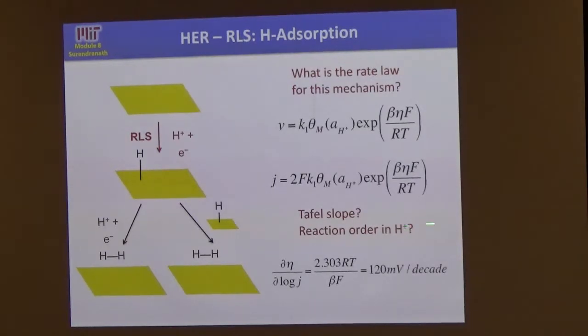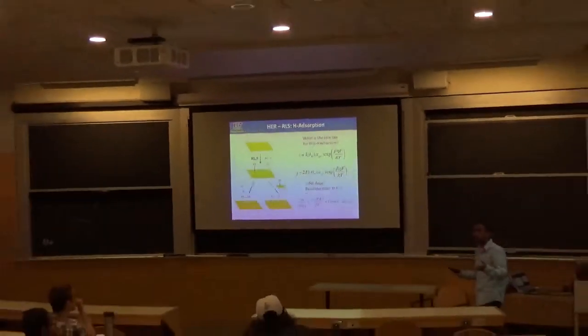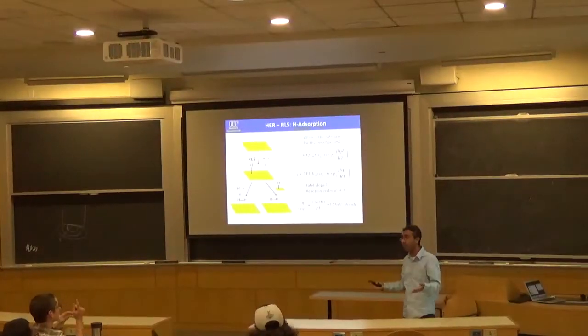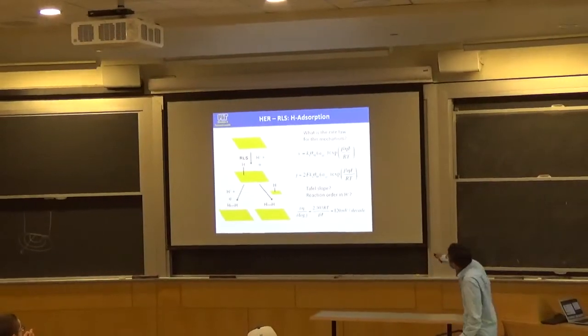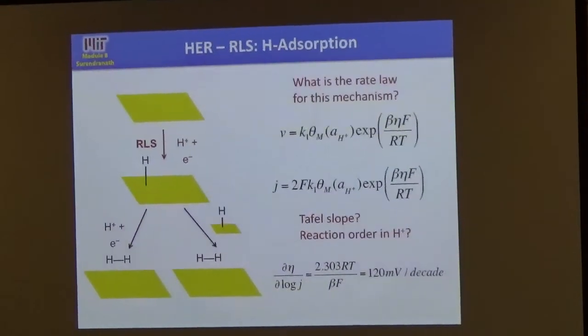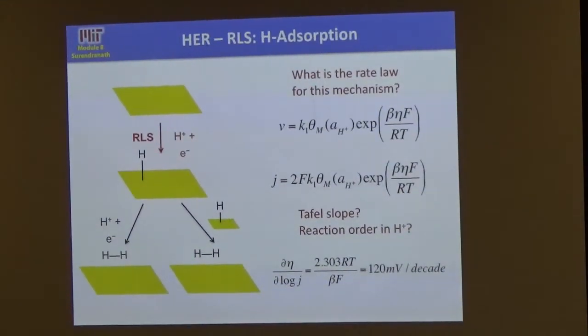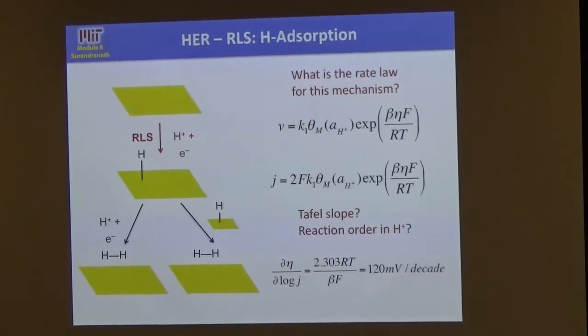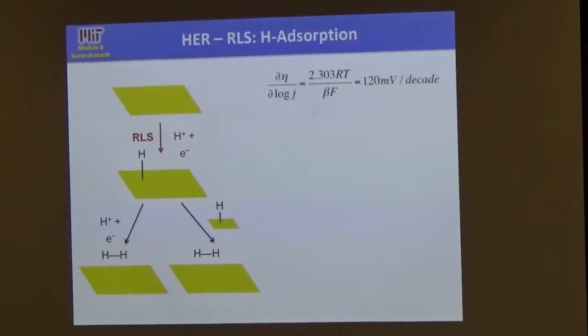What would be the expectation for the reaction order in proton? If I vary protons, how am I going to change the rate? Is it going to be in a first order fashion, or second order? It's first order, and that's because the exponent on the proton is 1. In other words, if I vary the proton concentration by 1 order of magnitude, I expect the current to change by 1 order of magnitude at a constant overpotential. Realistically, it should be constant potential. That's a subtlety that we can talk about later.